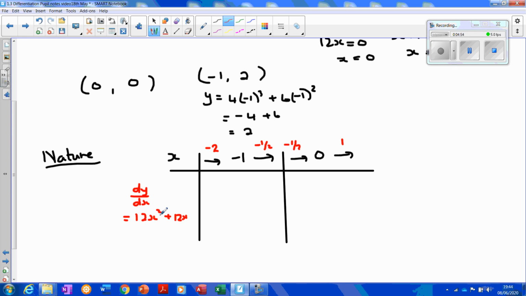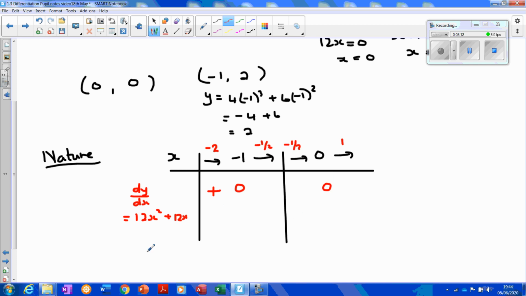So minus 2 squared is 4. 4 12s are 48, so that's 48. And I'm doing 12 times minus 2, which is minus 24. So 48 minus 24 is going to be positive. Stationary point is 0. I'll put in 0 while I'm doing it.